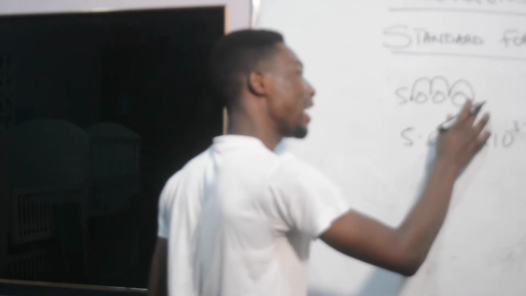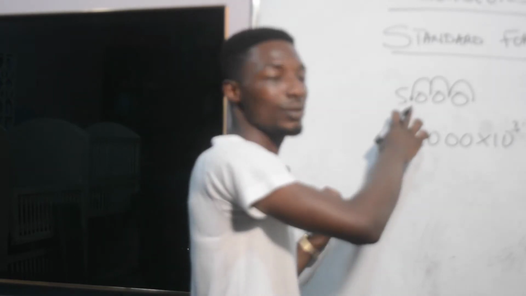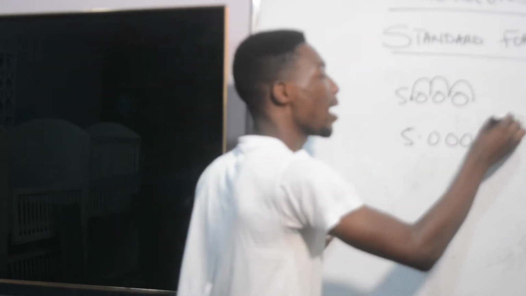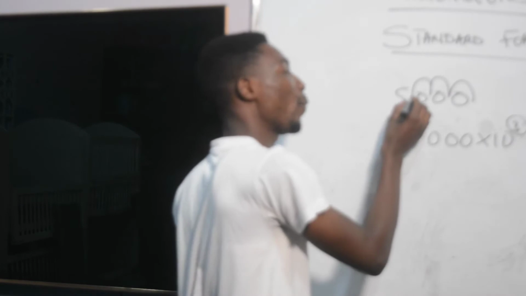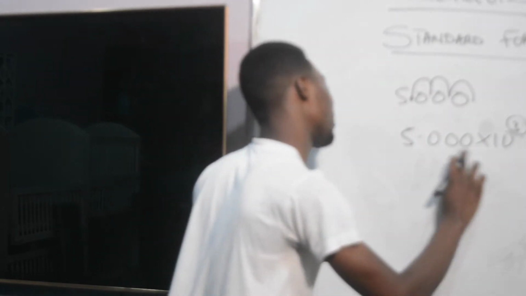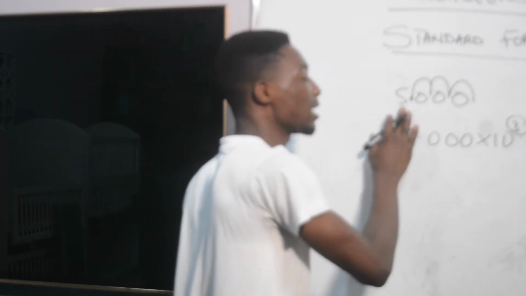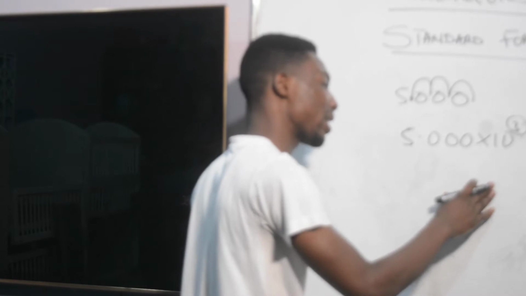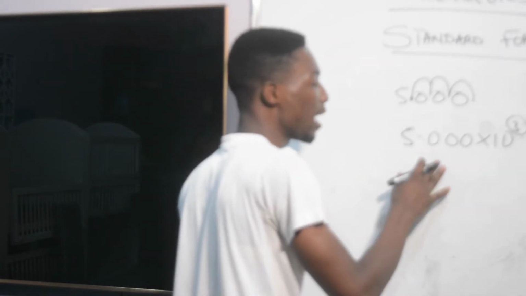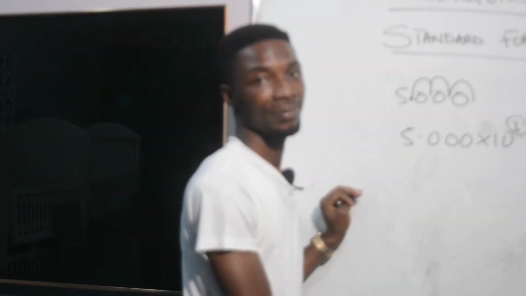I started from here, I jumped 1, 2, 3 times to this place. So that is why my power is 3. And the point by which I used to jump is here. And my digits are here. So 5,000 can be written in standard form as 5.000 times 10 to the power 3.